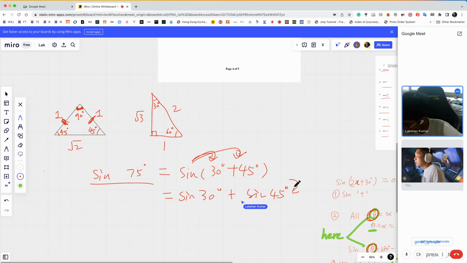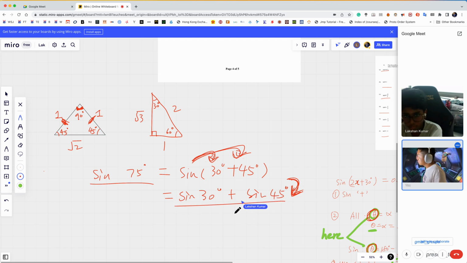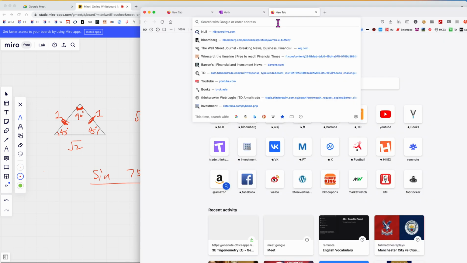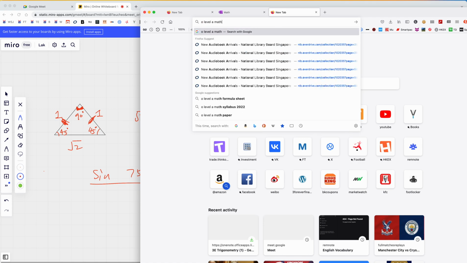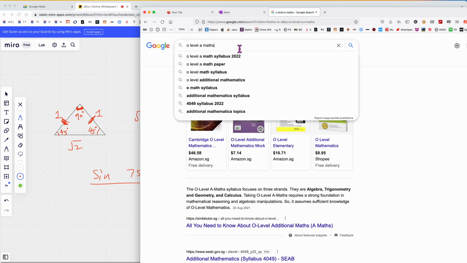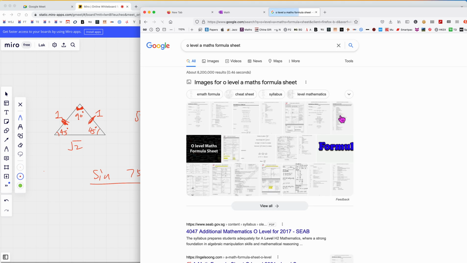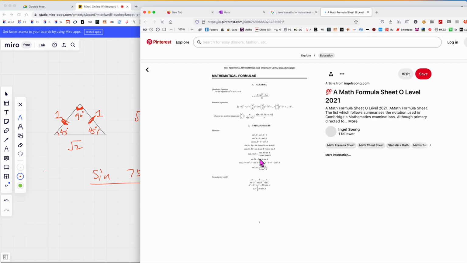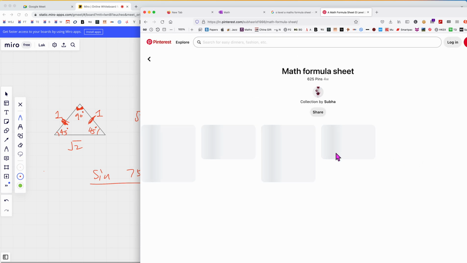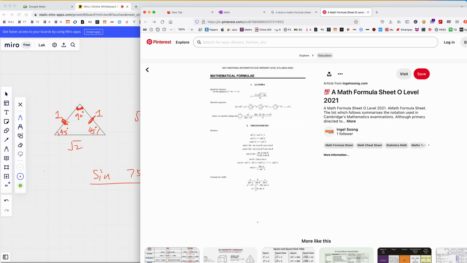Okay, but anyway, do you open the bracket like this, first sine 30, second sine 45? Is this correct? Wrong. By the way, you are given a formula sheet for A level, for A maths. So you should use that. I'm going to upload the formula right now. Hold on, I'll grab it from somewhere first.